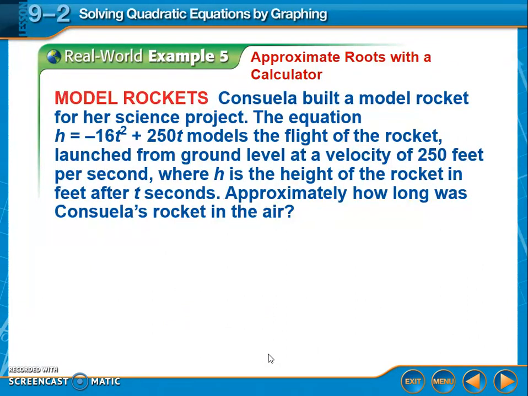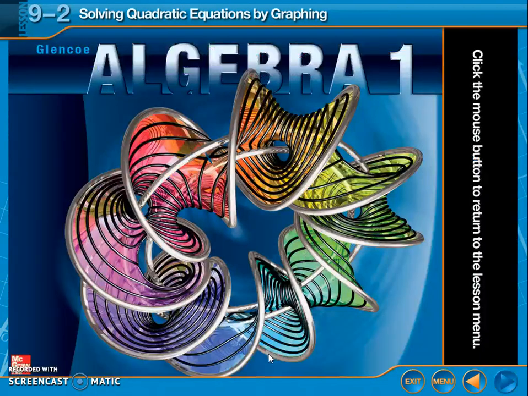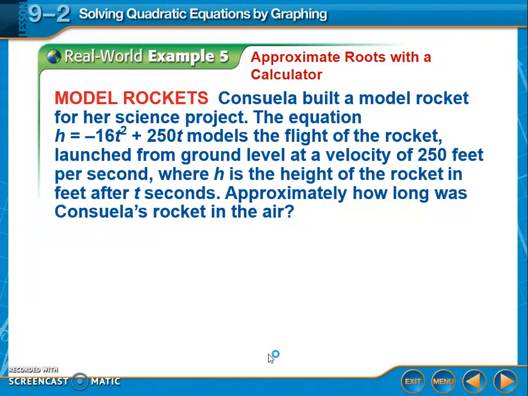Okay, the next one I want to show you how you can approximate roots with a calculator. So Consuela built a model rocket for her science project. The equation h equals negative 16t squared plus 250t models the flight of a rocket launched from ground level at velocity 200 feet per second, where h is the height of the rocket in feet after t seconds. Approximately how long will Consuela's rocket be in the air?